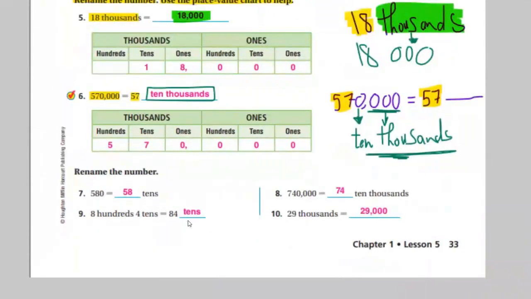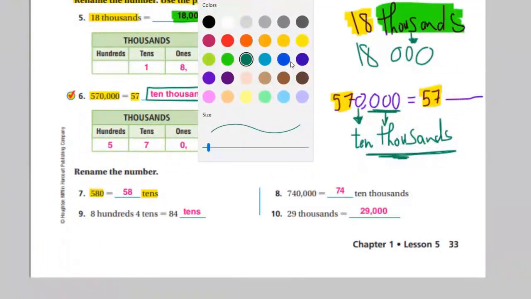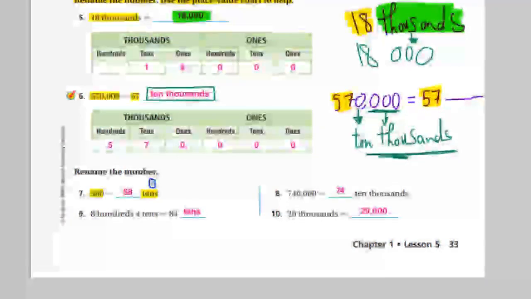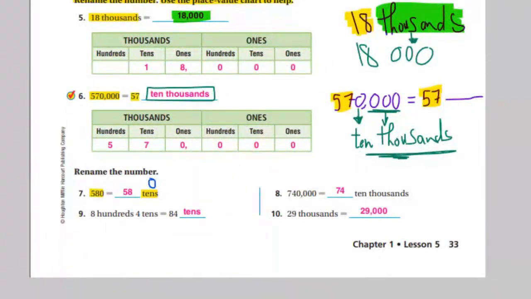Okay, the next one. Let's rename it. 580. We want to rename it using tens. In this case, as stated before, if you see tens, write 0. After that, cancel the zeros with these zeros. So it will be 0 with 0, cancel it out. So the remaining digits, put it here. So our answer here is 58.